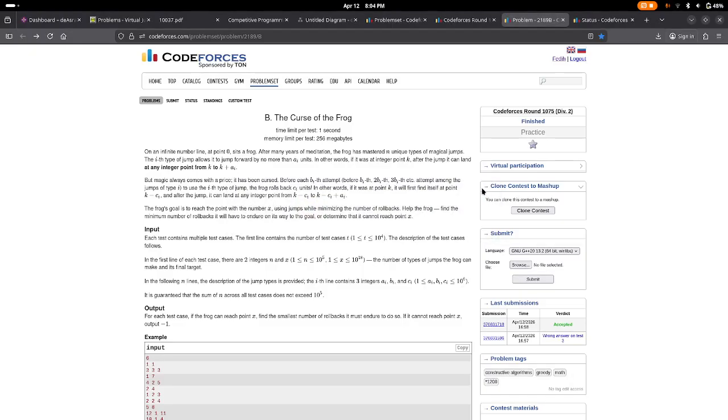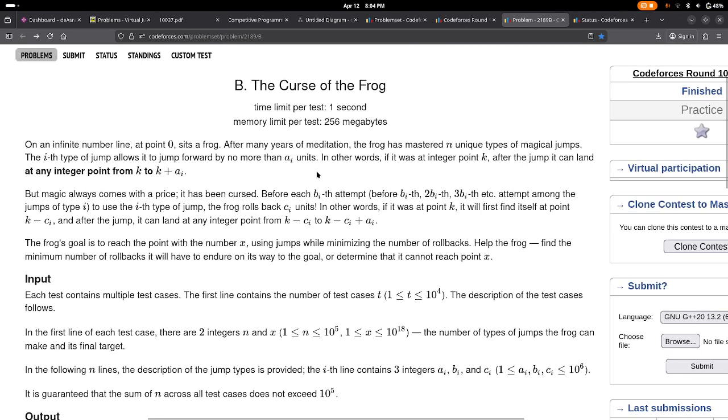In this video, we will be solving question number 2189B from CodeForces round 1075. The name of the problem is the curse of the frog. So let's read the question first.